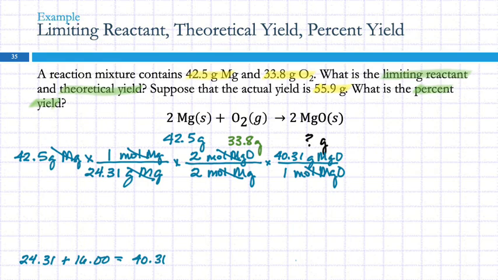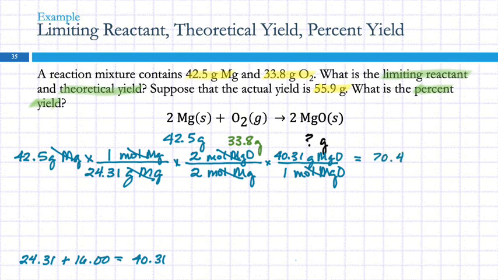Okay, so I've got 42.5. I just multiply by the top, divide by the bottom, skipping the ones if I feel like it. Times 2 divided by 2, those cancel out. You can multiply and divide by them or not, it'll be the same. And so this is going to give me 70.4.